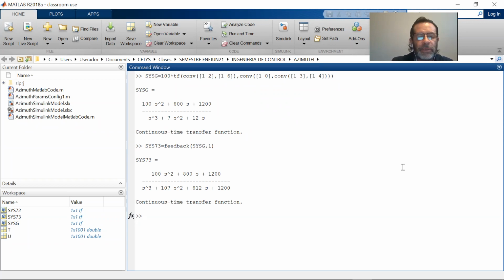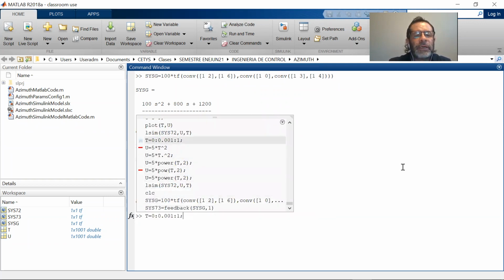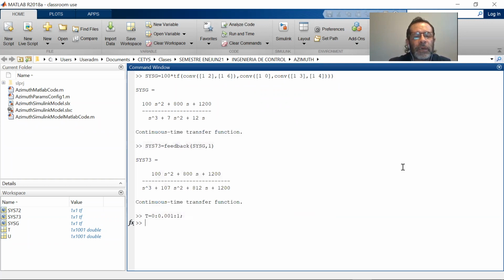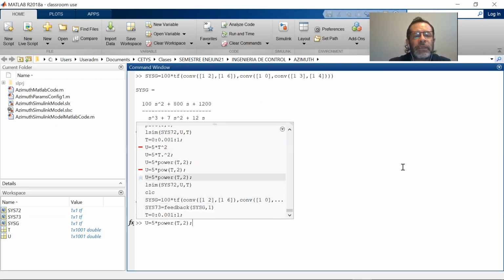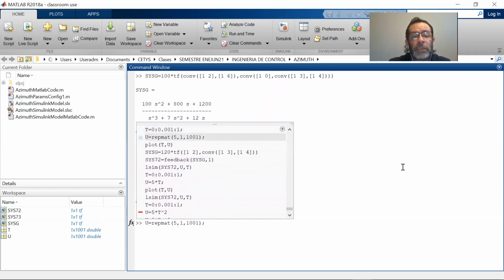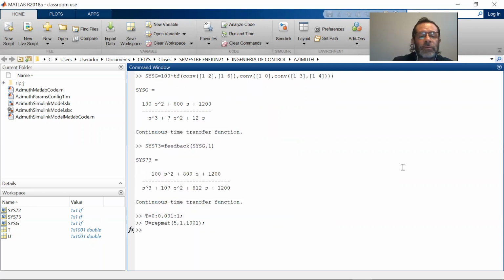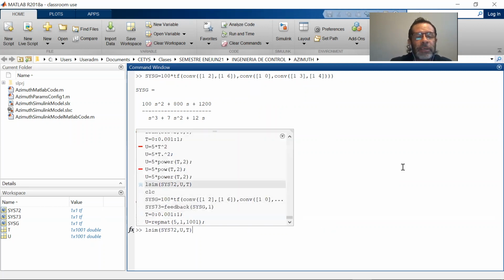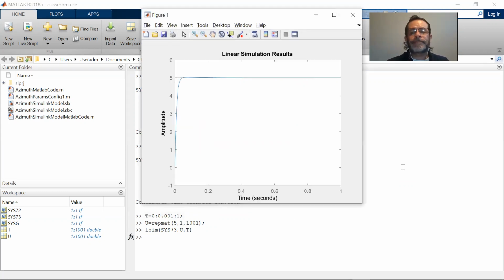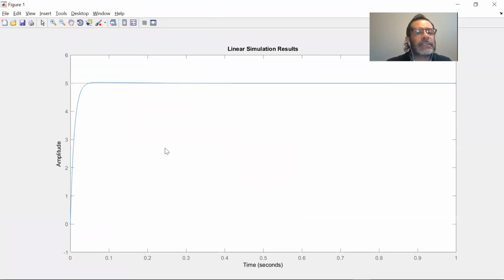So the first thing I'm going to do is that, again, I'm going to define a vector t. The first one is going to be the constant, the 5 constant. So again, I'm going to do the rep mat 5, 1 to 101. And I'm going to do an LSIM of system 7.3 with those 2 values. And what we're going to get is this.